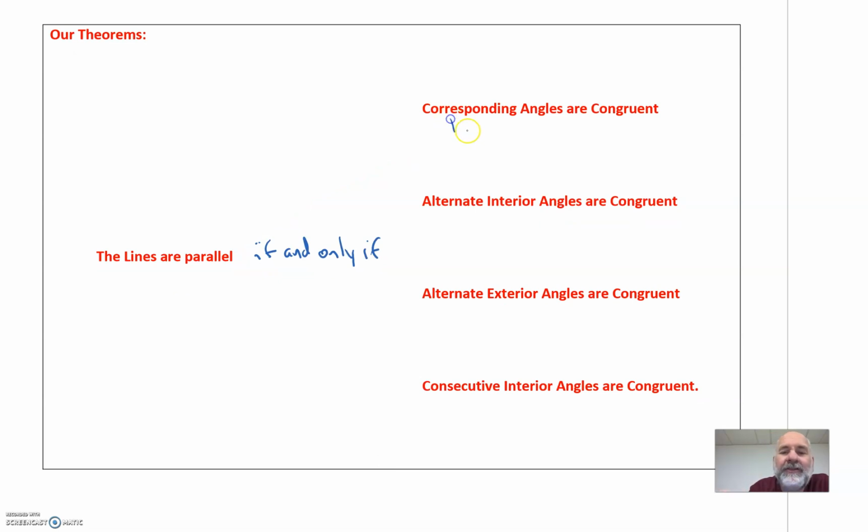And the name for that is just the corresponding angles theorem. So if you want to go either direction, you can use the corresponding angles theorem. And same thing with alternate interior angles. If the lines are parallel, then the alternate interior angles are congruent. If the alternate interior angles are congruent, then the lines are parallel. And that's called the alternate interior angles theorem.